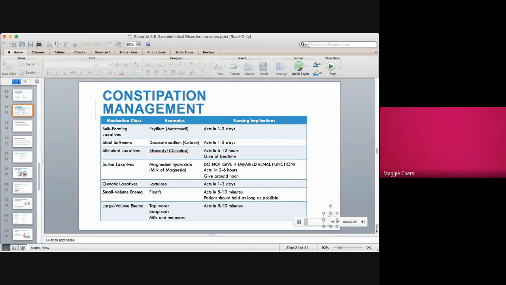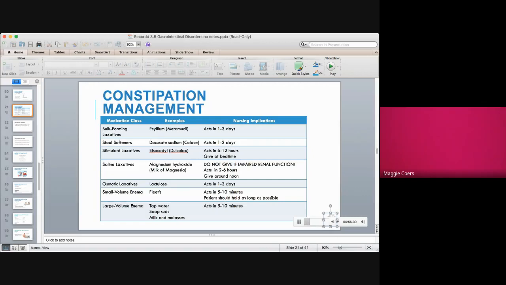Okay, but stool softeners are given as a first-line medication, something like Colace. Anytime anyone is put on an opioid, we need to start the patient on a stool softener because, remember, opioids can really constipate people. It's one of the most common universal side effects. Colace helps soften the stool and helps make the stool pass better.